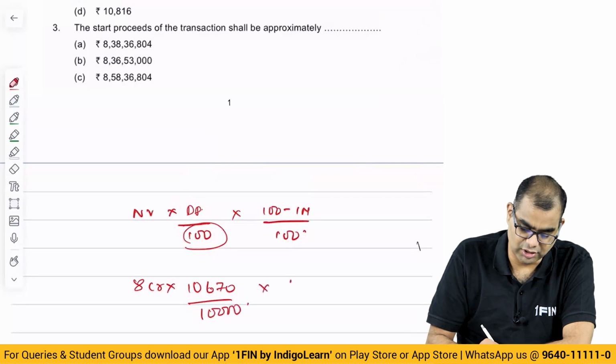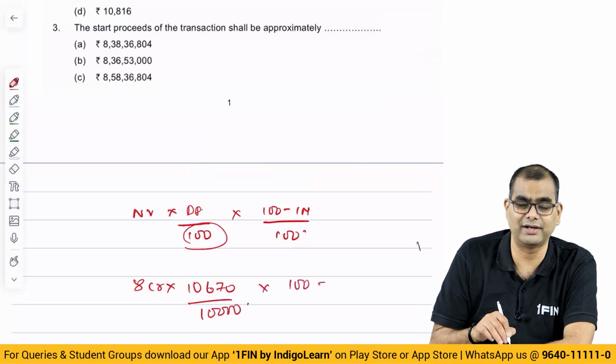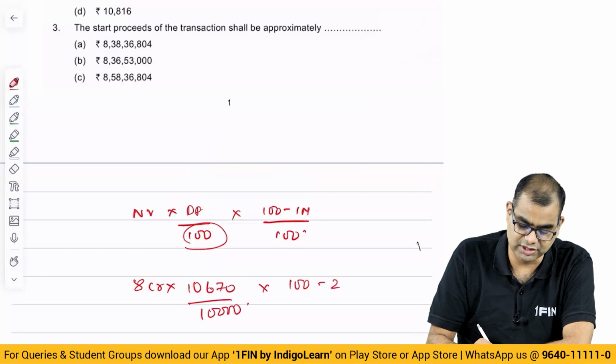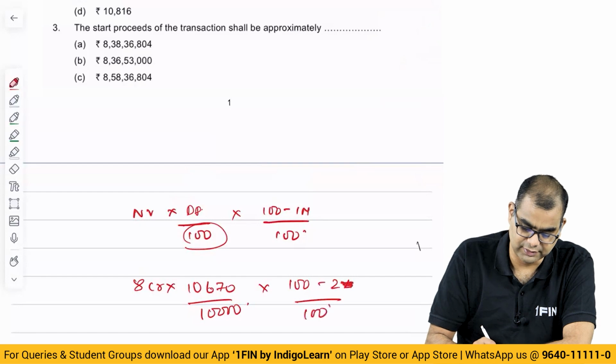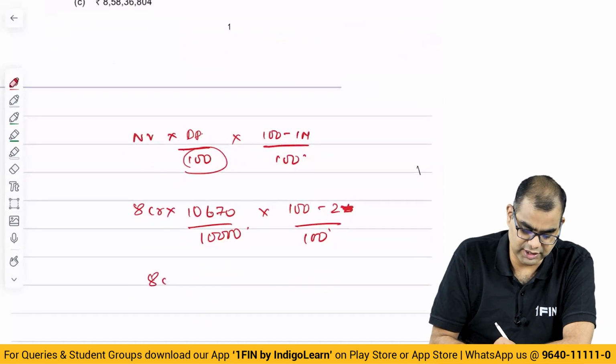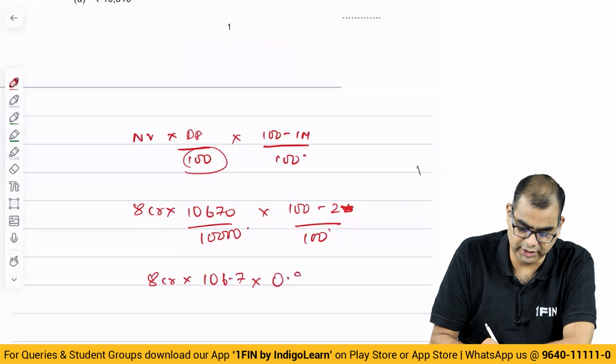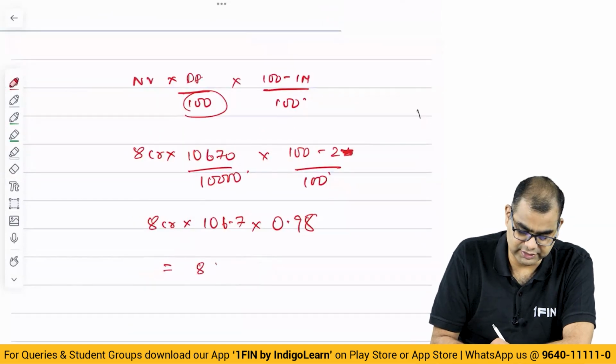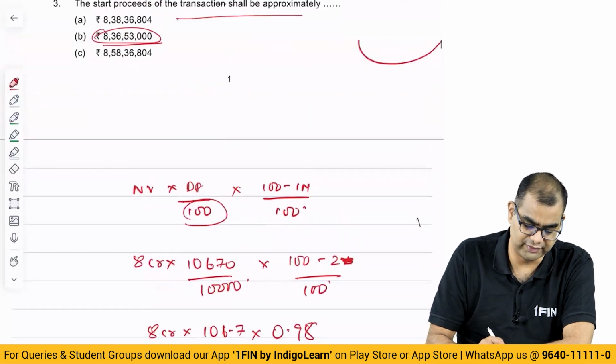Into 100 minus initial margin. It can be 100 here, yes, because here we are working on a percentage basis. What is the initial margin? 2%. You can take it as 2 by 100. So 8 CR into 106.7 into 0.98. That will work out to 836,528,00. Okay, do we have any answer close to that?